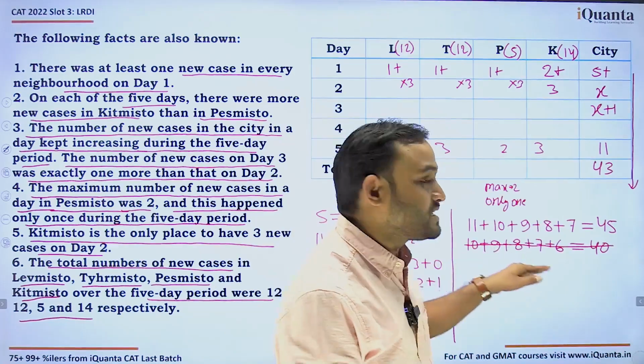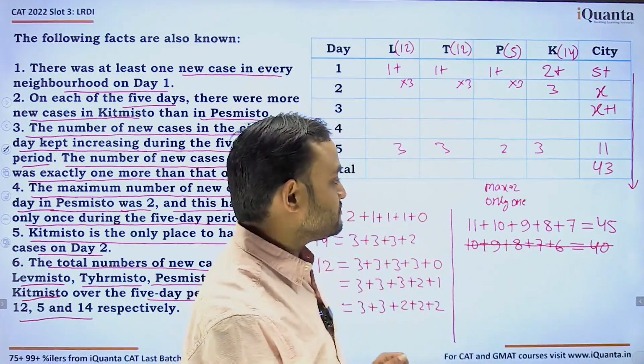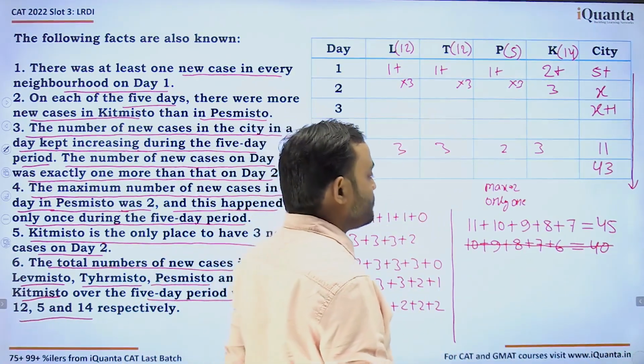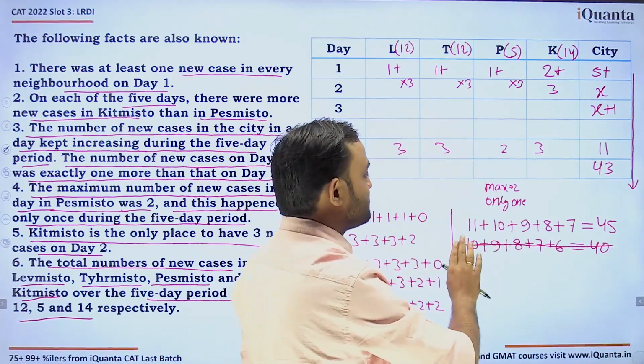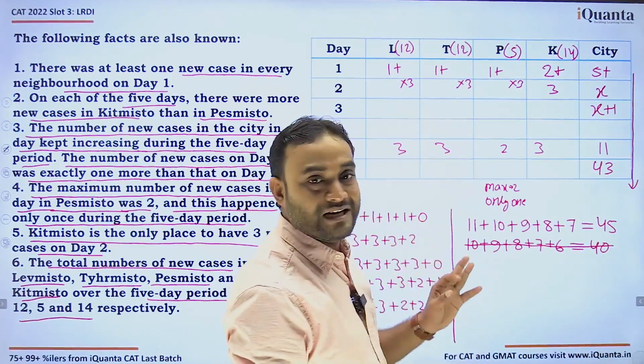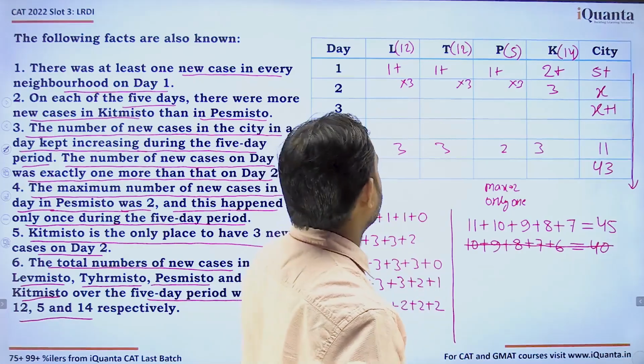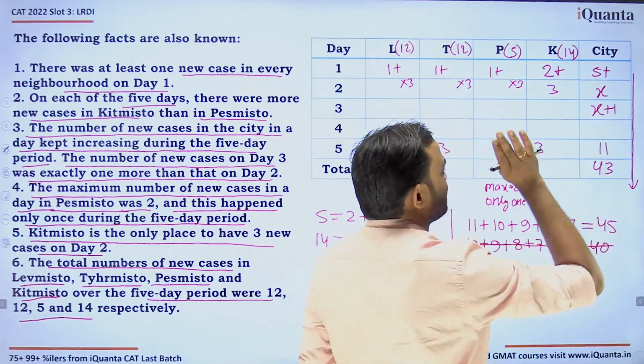That's why we are taking consecutive. It's not necessary. So what do we know? We know that there must be 11. The maximum number of cases must be 11. It cannot be 10. It cannot be 9. So on day 5, it must be 11.